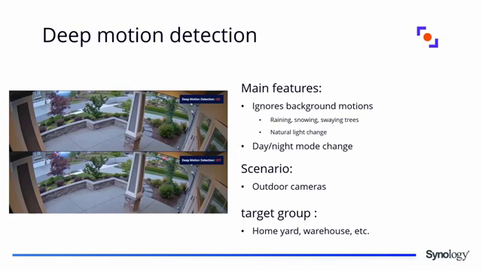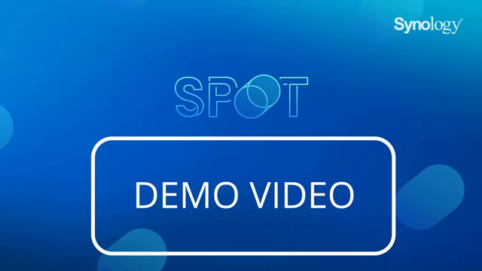When it comes to deep motion detection, its main feature is that it can ignore background motions such as raining, snowing, swaying trees, or natural light changes. Another good feature of deep motion detection is that it can ignore day and night changes. Scenarios for using deep motion detections are outdoor cameras, and target groups could be home yards or warehouses.